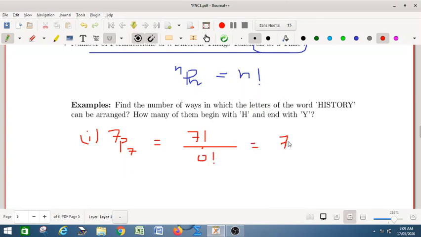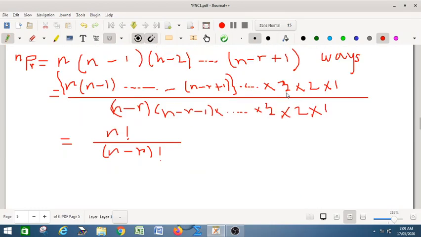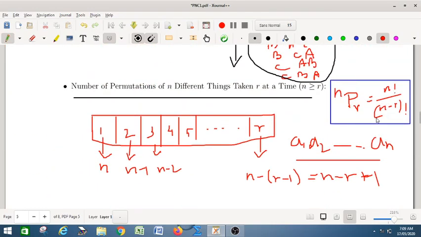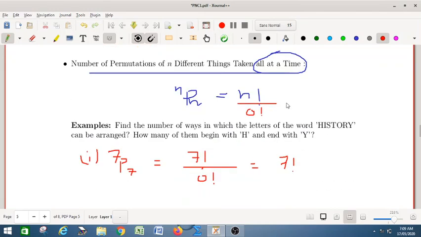Try this, a very interesting result: factorial 0 is 1. This is an assignment. Students should try how factorial 0 is 1. Here also we have factorial 0 in the denominator, because n minus r, because the result is factorial n by factorial n minus r. So you have factorial 0, and that is equal to 1. That is why 7P7 is factorial 7. All the letters in HISTORY are different.